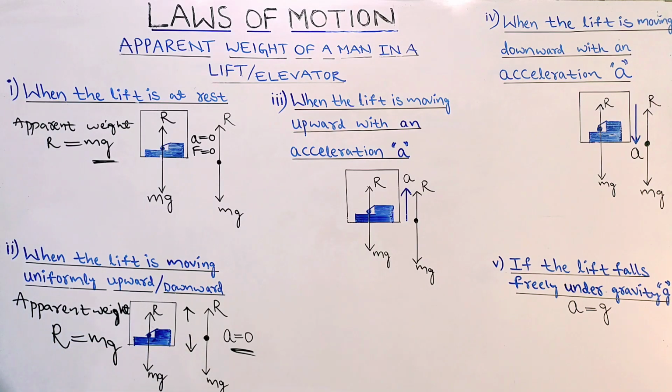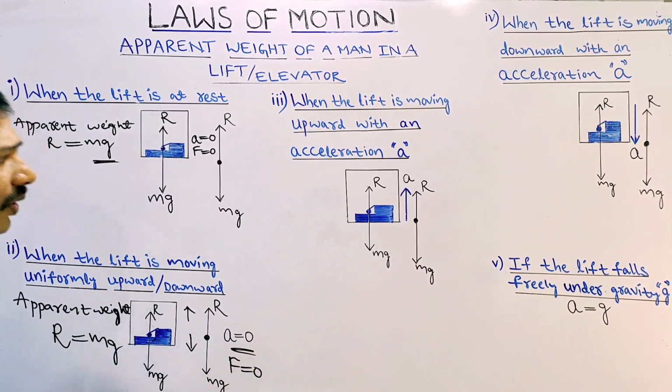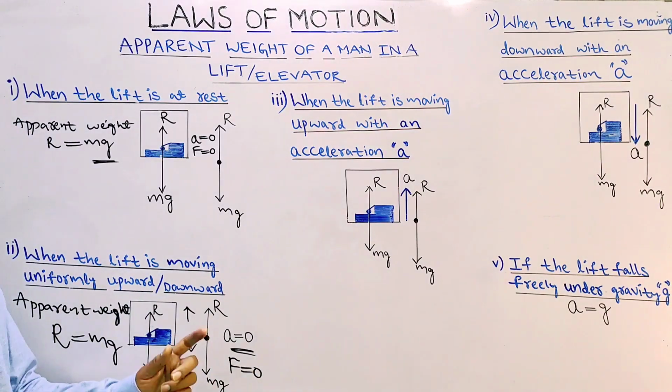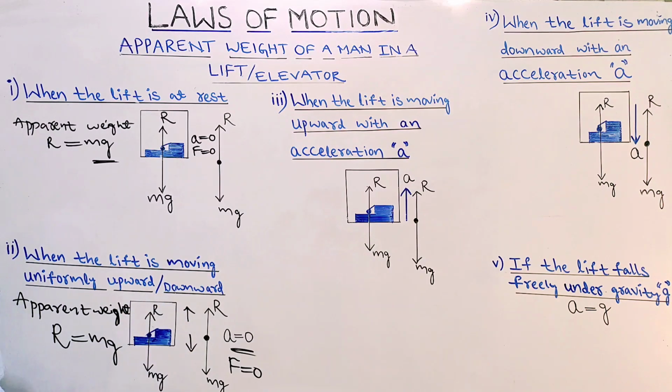Because acceleration is zero, F equal to ma means the resultant force is also zero. So in both cases the accelerations and forces are zero, which is why the apparent weight R is equal to the true weight when the body is in uniform motion, upward or downward. Next, we'll see another case.